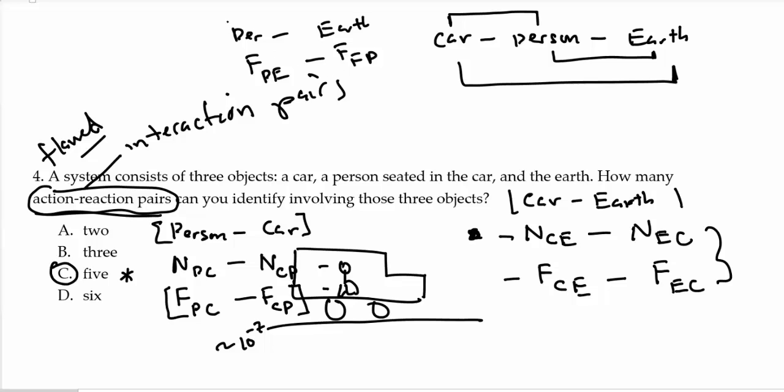When you consider the person and earth, it gives rise to one interaction pair. When you consider the car and the earth, it gives rise to two interaction pairs. Now, when you consider the person and car, it gives rise to two interaction pairs. Let me explain. In class, what did I tell you guys? That everybody attracts every other person with a force called what?